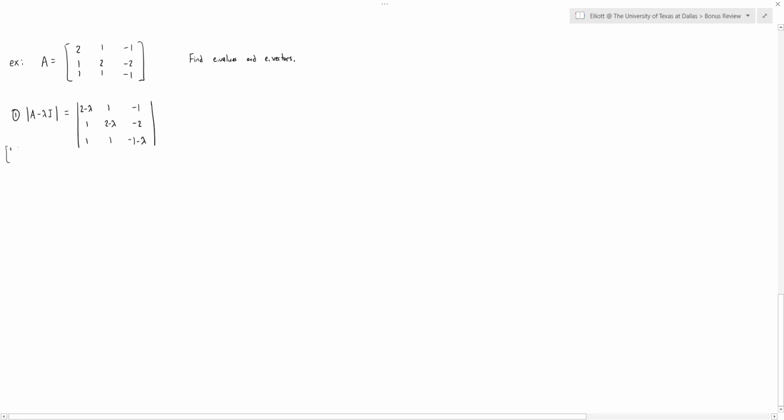So along the first row, we had this plus, minus, plus alternating pattern. So along the first row, I'm going to start with plus 2 minus lambda. Remove the first row and the first column. We have this 2 by 2 remaining. Next, we're going to do minus 1. Cross out the row and the column containing that 1. We have 1, 1, -2, -1 minus lambda remaining. Then we're going to get plus -1, so -1 again. Cross out the row and the column containing that -1. Take what you have remaining.